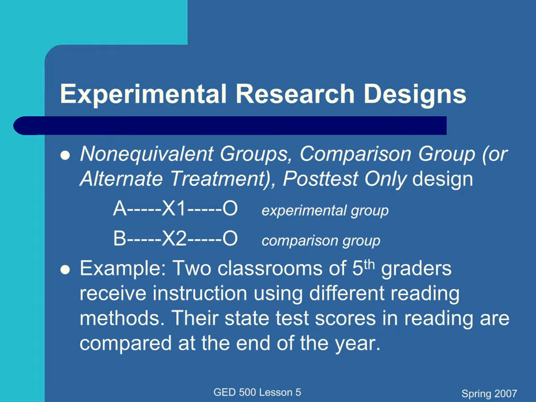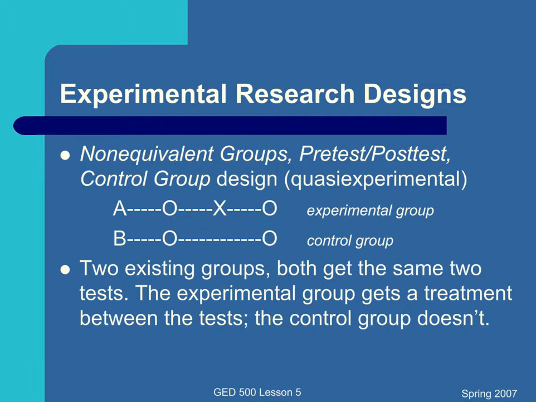So here's another example of this. Two classrooms of fifth graders are receiving instruction using different reading methods. So their state test scores in reading are compared at the end of the year, just like I said with the fractions example. Okay. Now let's also look at the pre-test, post-test control group design.